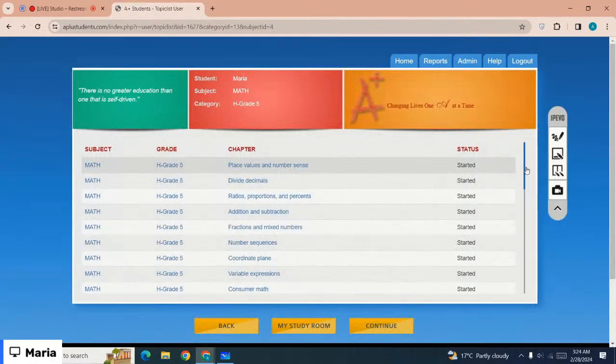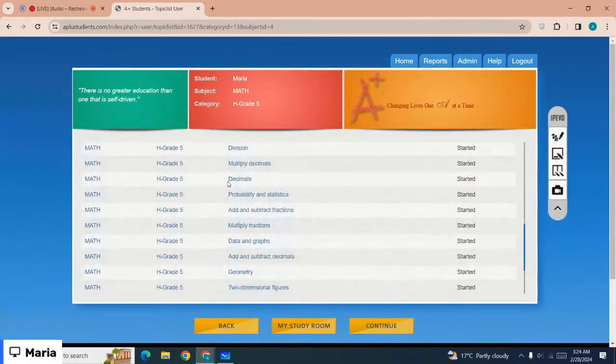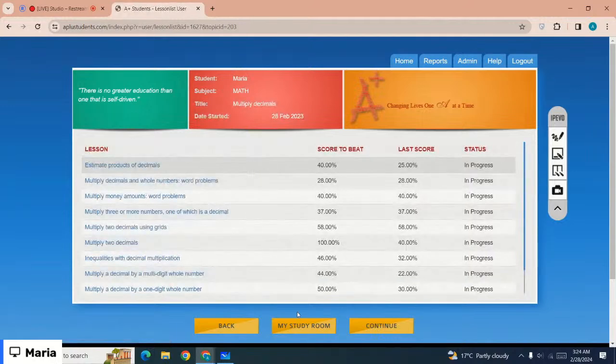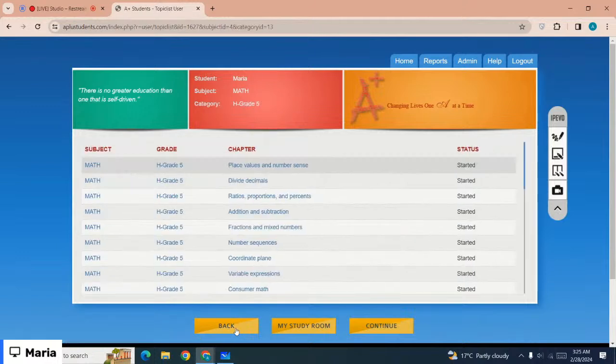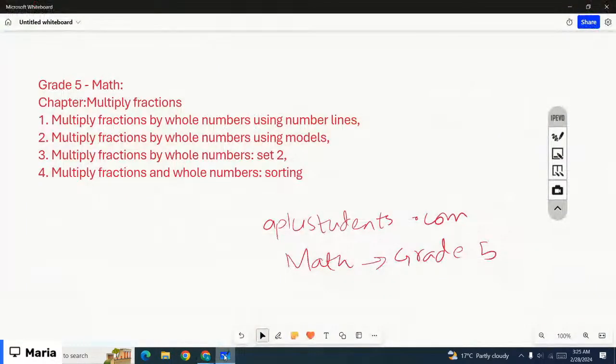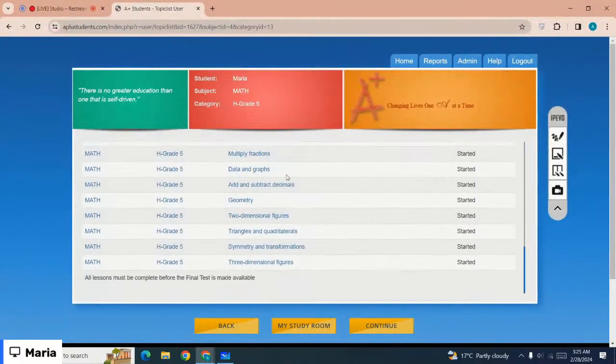Okay, so you can complete. It isn't the bad news actually. You just have to work. Okay. So we were working on the lesson. No, not multiply decimals. That is multiply fractions we are working on.